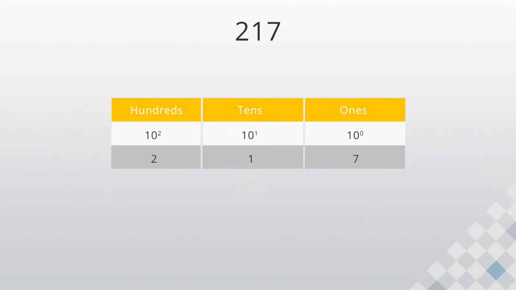Let's look at it another way. Here's the decimal number 217. This number is made up of 2 hundreds, 1 10, and 7 ones. The ones place can be expressed as 10 to the 0 power. Tens are 10 to the first power, and hundreds are 10 to the second.